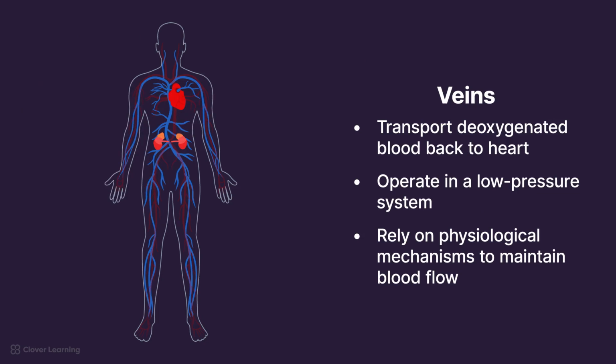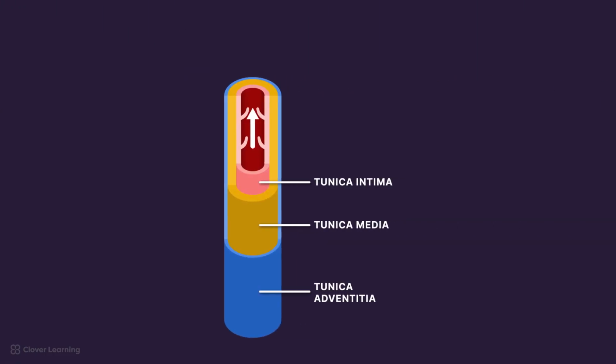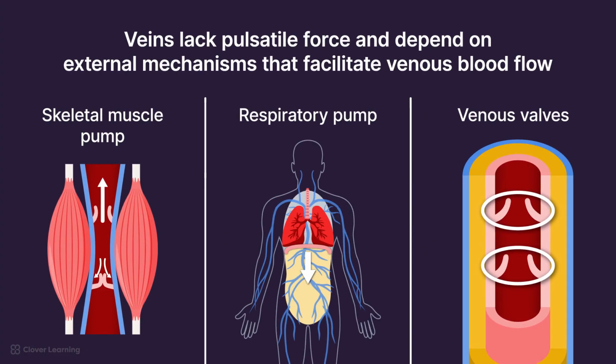In summary, veins play a critical role in the circulatory system by transporting deoxygenated blood back to the heart. Veins operate in a low-pressure system and rely on several physiological mechanisms to maintain effective blood flow. Their structure consists of three layers: tunica intima, tunica media, and tunica adventitia. Since veins lack the strong pulsatile force present in arteries, they depend on external mechanisms to facilitate blood flow, such as skeletal muscle pump, respiratory pump, and venous valves.